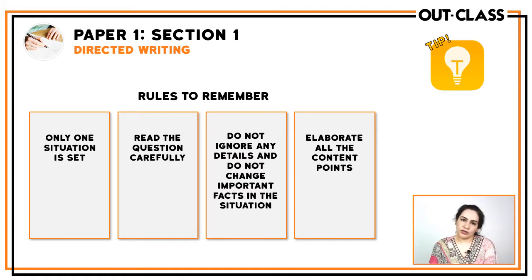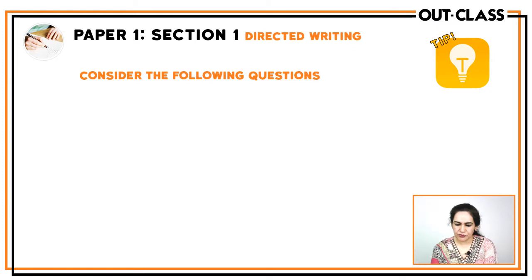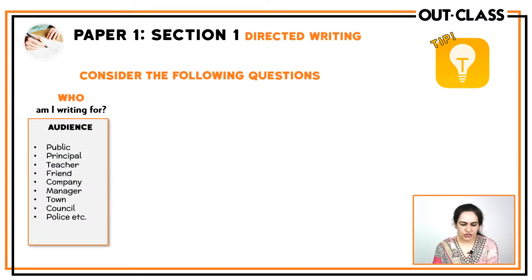Elaborate all the content points. Now we all know that we have 3 separate bullet points or content points given in the question, and each of them has to be fully amplified or elaborated while they stay interconnected. Okay, so these were a few rules to remember. Now we have this question.